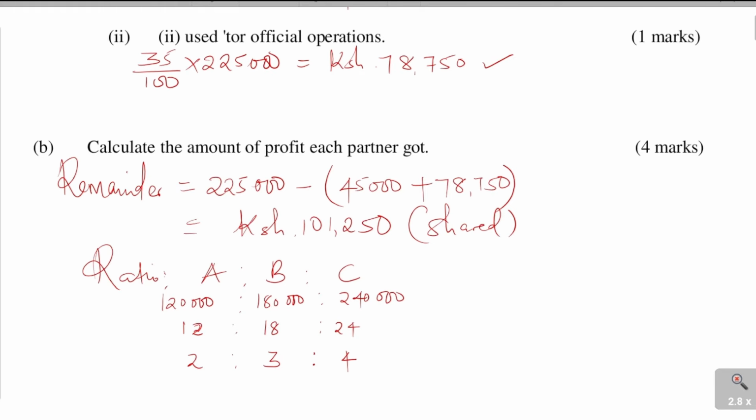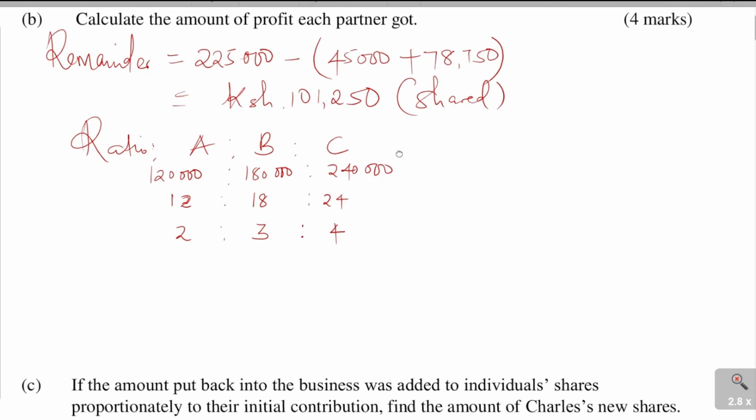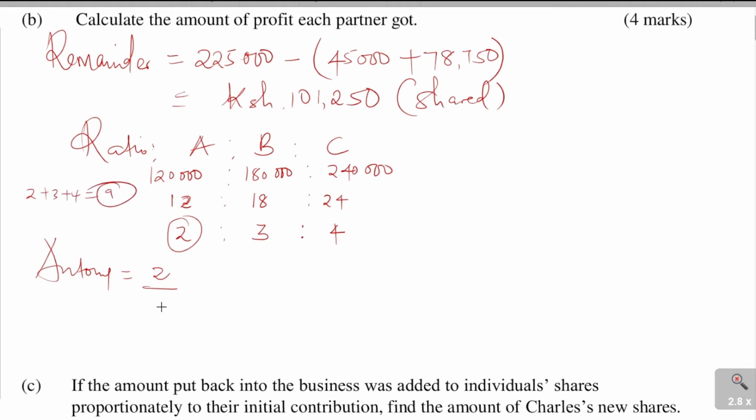Now after getting that, we can use it to get the share of each one of them. This is how we're supposed to do it. For Anthony, the ratio is 2. So this will be 2 divided by the total ratio, which is 2 plus 3 plus 4. That will give 9. So it is 2 divided by 9 times the amount shared, 101,250. So this gives 22,500.